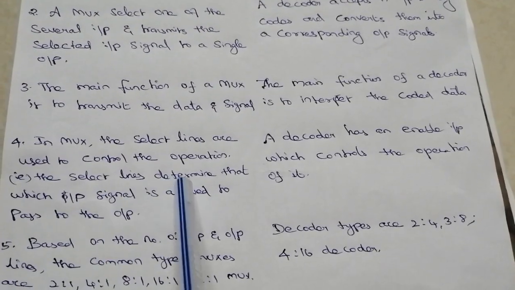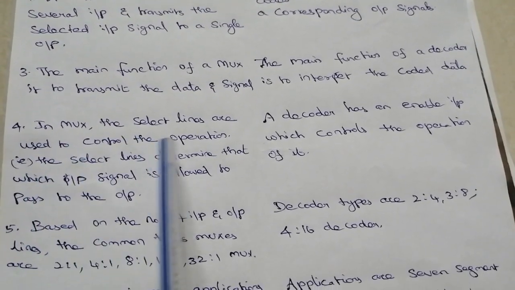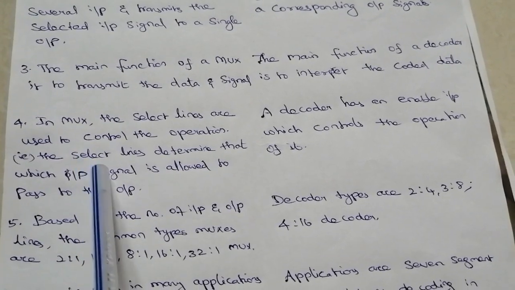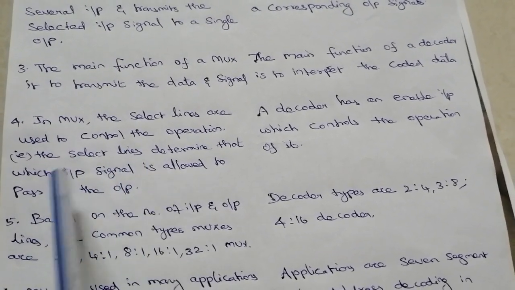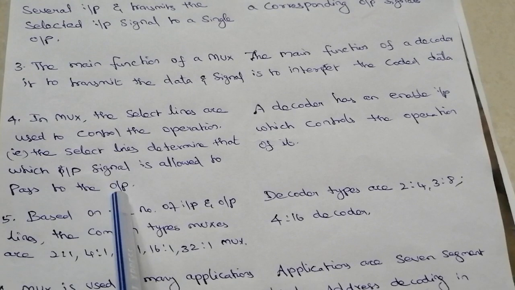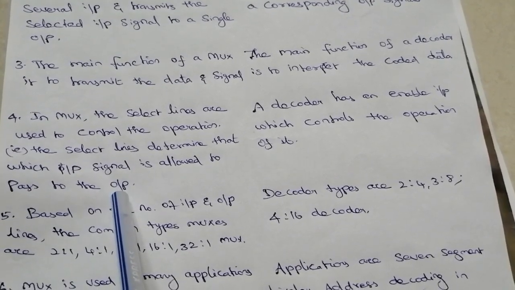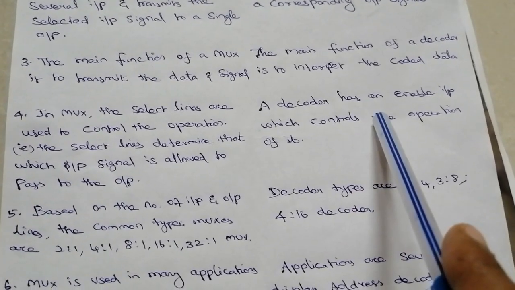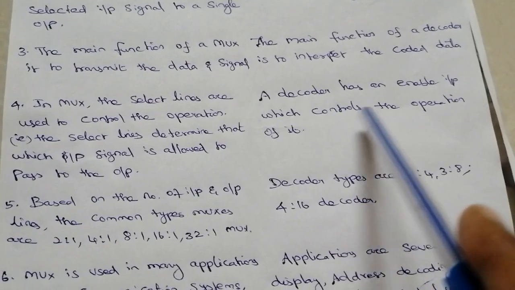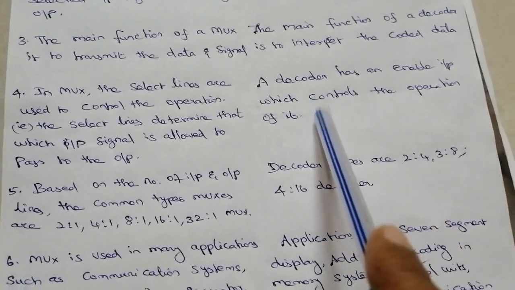In mux, the selection lines are used to control the operation, that is, the select line determines which input signal is allowed to pass to the output circuit. Whereas a decoder has an enable input which controls the operation of that circuit.